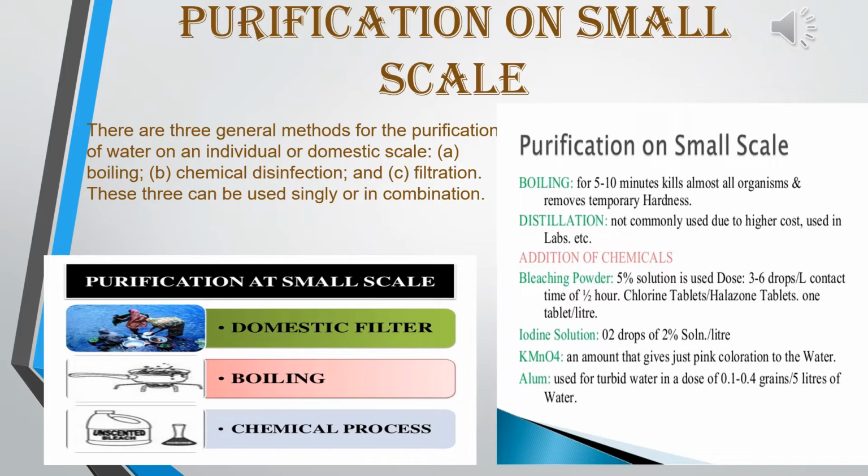Addition of chemicals: bleaching powder, 5% solution is used, dose 3 to 6 drops per liter, contact time of half an hour. Chlorine tablets or halazone tablets, 1 tablet per liter. Iodine solution, 2 drops of 2% solution per liter. KMnO4, an amount that gives just pink coloration to the water. Alum used for turbid water in a dose of 0.1 to 0.4 grains per 5 liters of water.